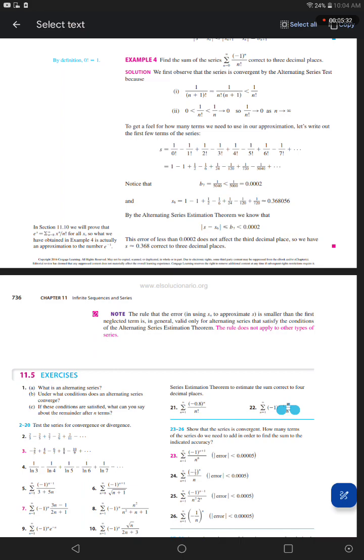Note that the rule that the error in using S sub n to approximate S is smaller than the first neglected term is in general valid only for alternating series that satisfy the conditions of the alternating series estimation theorem. The rule does not apply to other types of series.